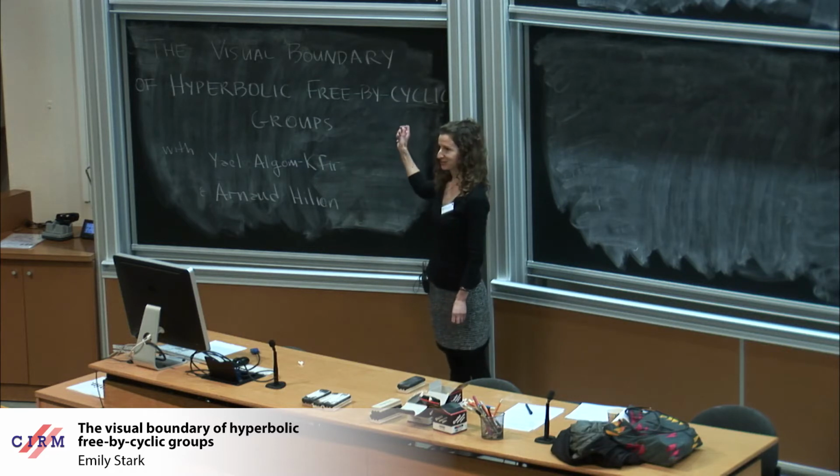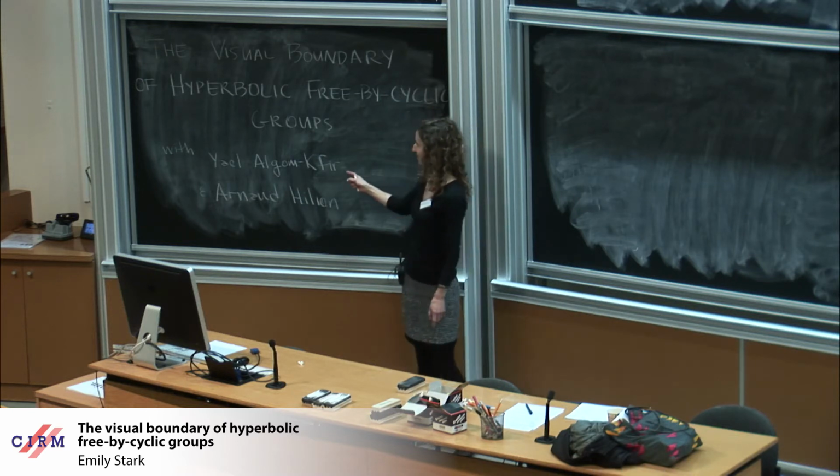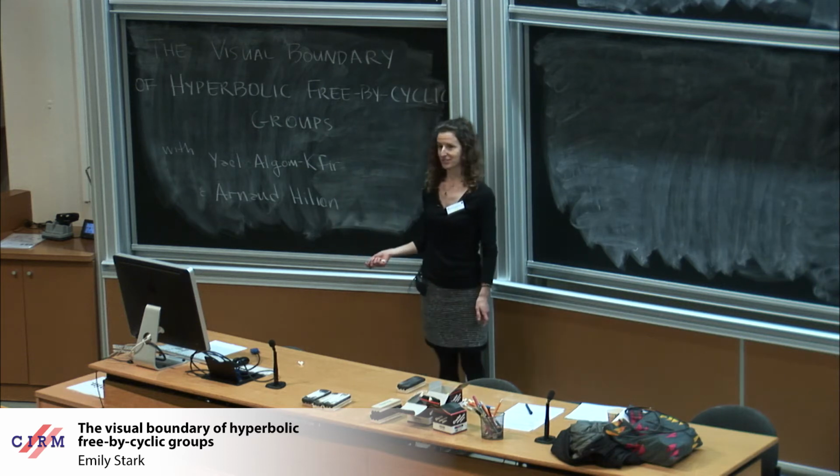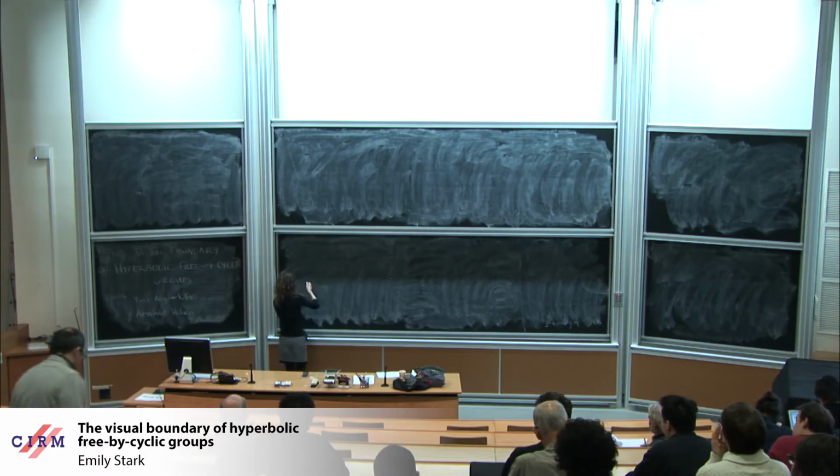Hyperbolic free-by-cyclic groups in many ways resemble the fundamental group of closed hyperbolic three-manifolds which fiber over the circle. And with Yael Algom-Kfir and Arnaud Hilion, who's here, we use the Cannon-Thurston map to understand the difference between the boundaries of these groups. So I'll start with the definitions.